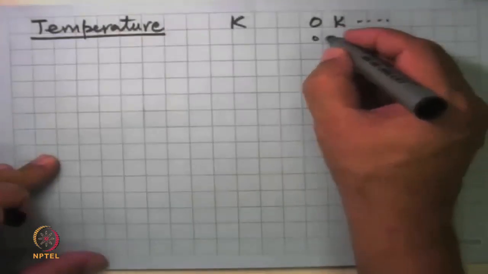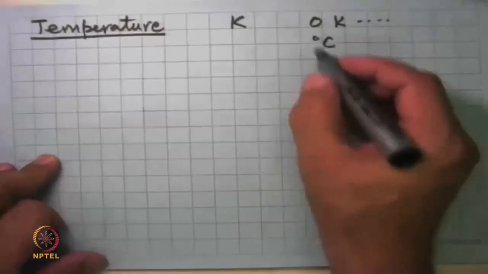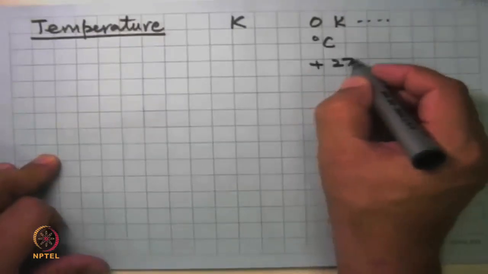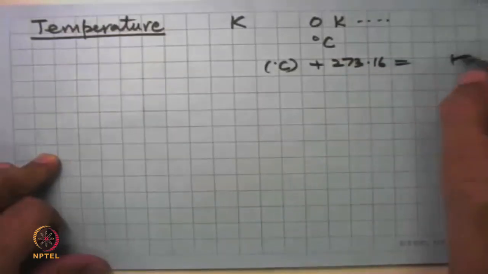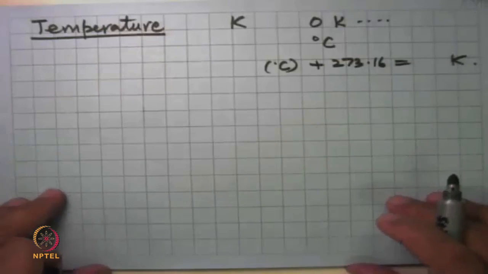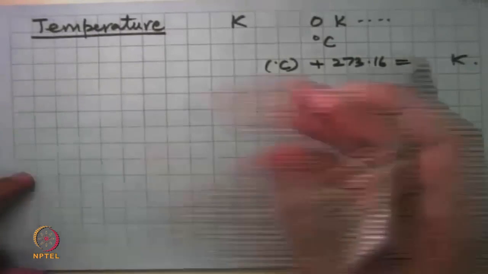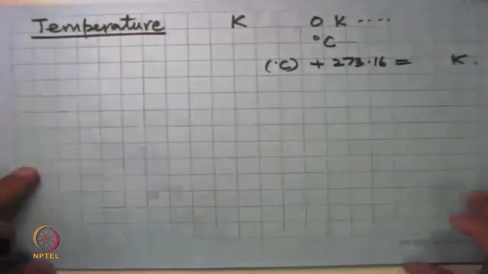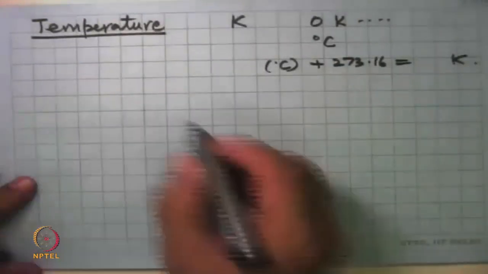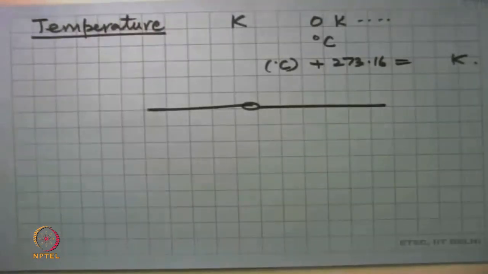Practically, we may use degrees Celsius, and you all know the relation between these two, that the temperature in degrees Celsius plus 273.16 tells you the temperature in Kelvin. We'll come back to it when we look at the laws of thermodynamics in more detail. For now, this is good enough. And the reason I brought it up here is that you've already come across these things in school and in some of your other courses.